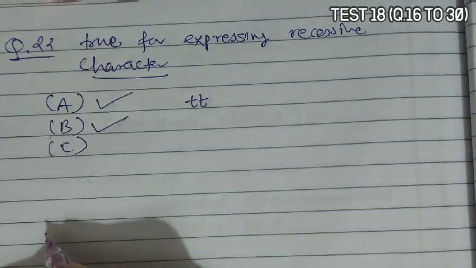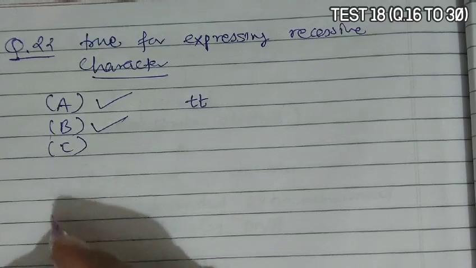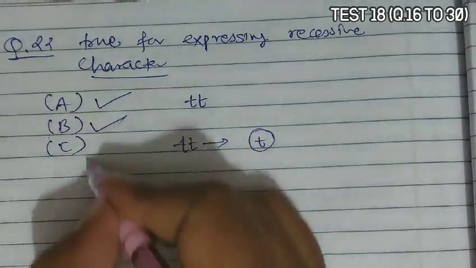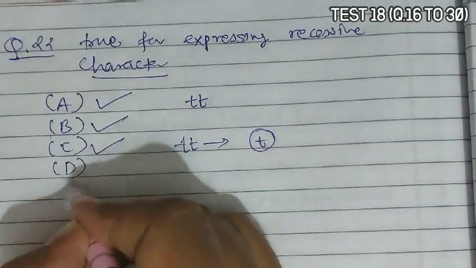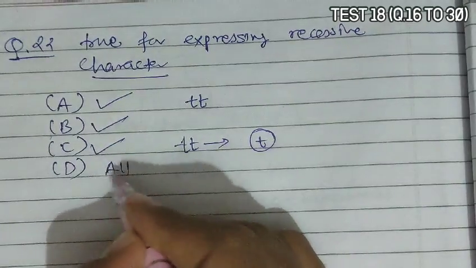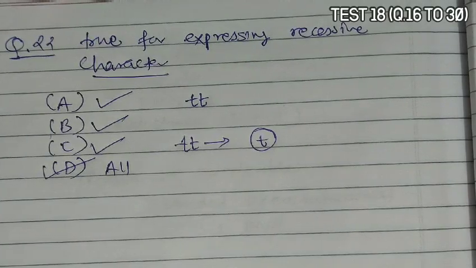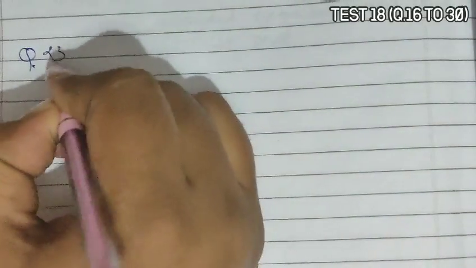Option B, they are homozygous for related traits. Yes, they are homozygous for the related trait. Option C, they produce one type of gamete concerning the character. Yes, if small t is the genotype, then only small t gametes can be produced. So it is correct. Option D, all of these. So all of these are associated with expressing the recessive trait. So D is the correct answer.